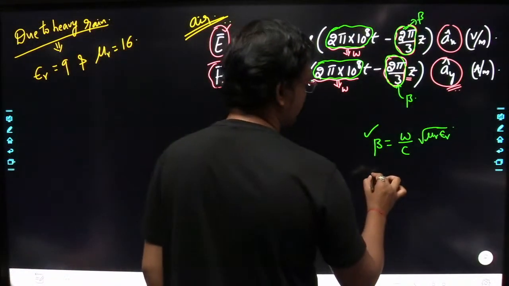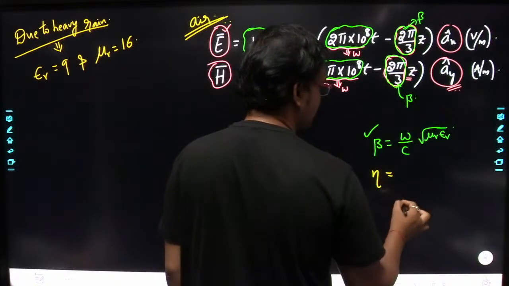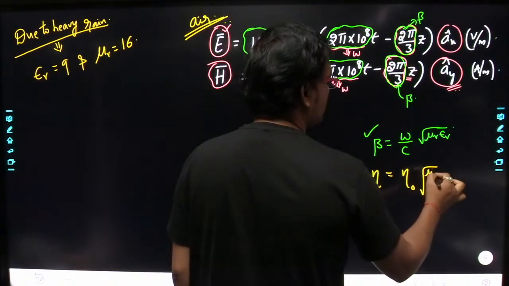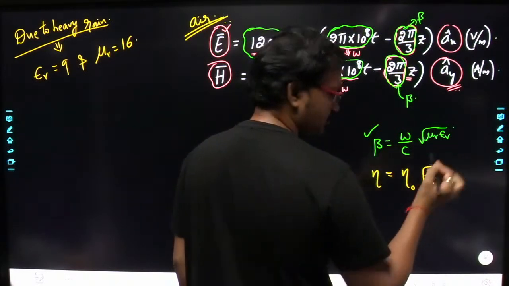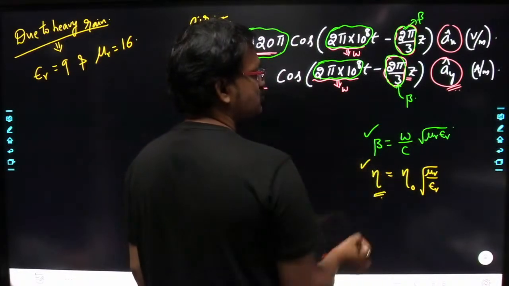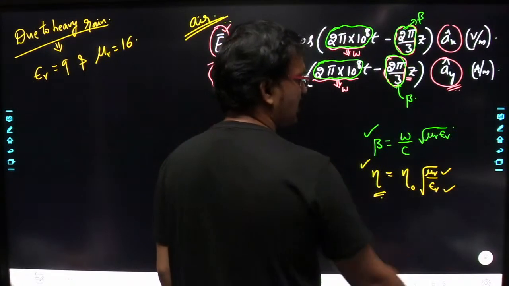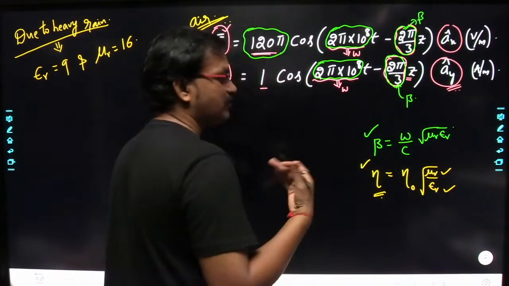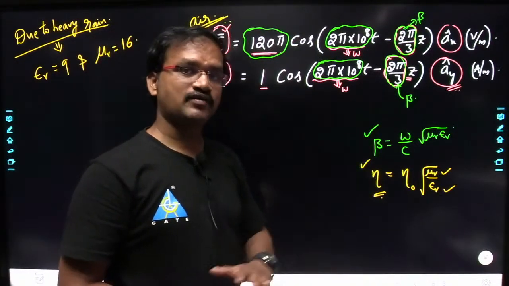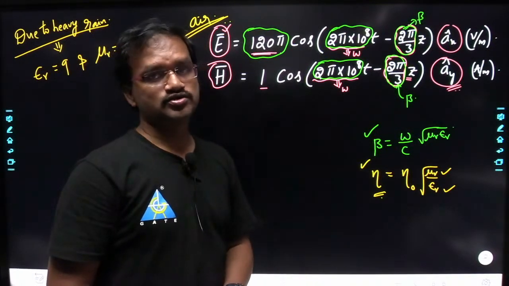Next, the intrinsic impedance of the medium. For a lossless medium, the intrinsic impedance is equal to eta naught into square root of mu r by epsilon r. So this intrinsic impedance is also depending upon mu r and epsilon r values. So whenever mu and epsilon values change, the eta value is also going to change.